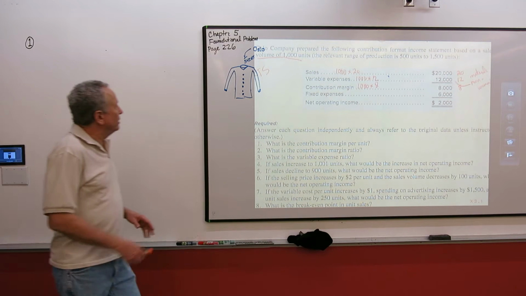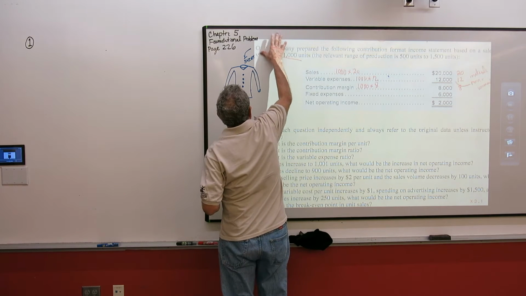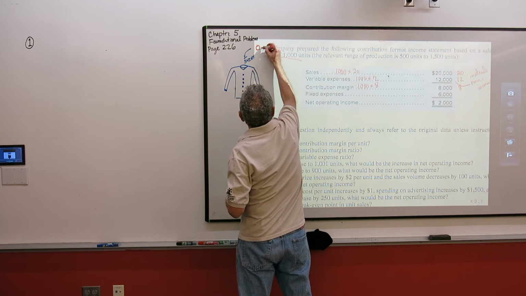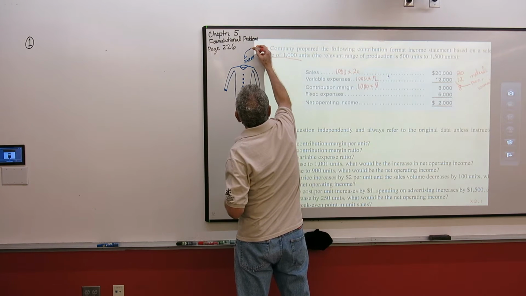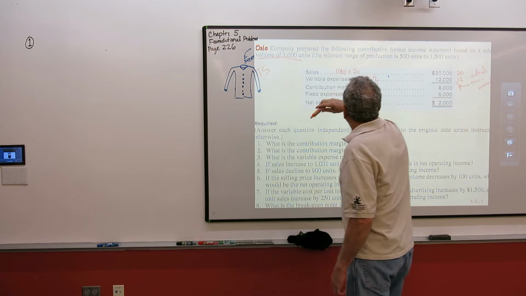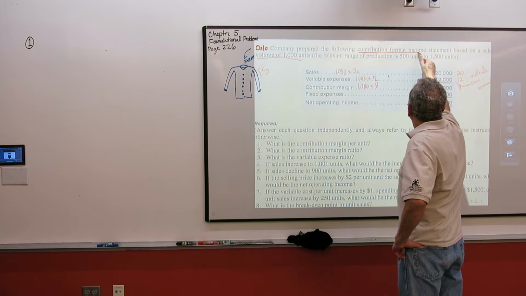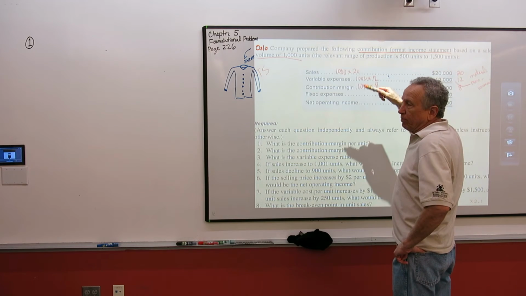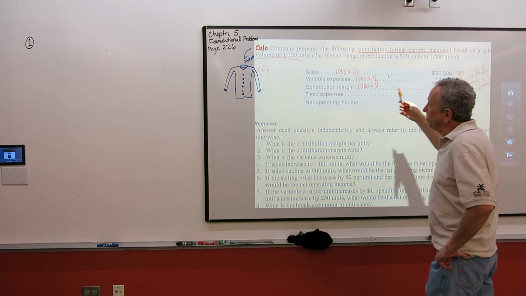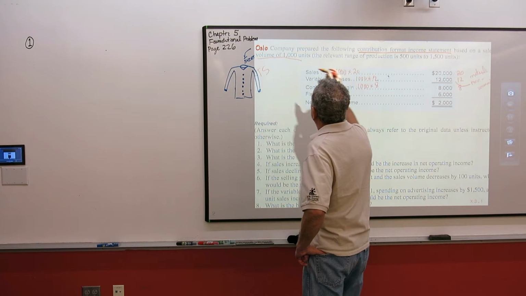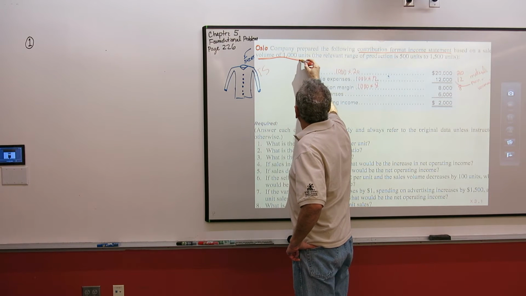Anyway, let's take a look at this. The name of this company is called Oslo, again, O-S-L-O, and Oslo makes shirts. It says Oslo prepared the following contribution format income statement. That's what they've got. Remember, a contribution format income statement. It says based on a volume, again, based on a volume of what?